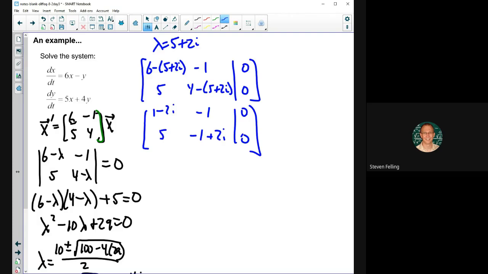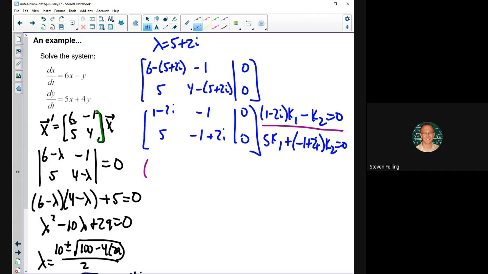Okay, so instead of doing RREF, we're just going to say, okay, this system right now can be expressible as two equations. So this first equation is going to be 1 minus 2i times k1 minus k2 equals 0. And the second equation is 5k1, and then plus -1 plus 2i k2 equals 0. Okay, so what we're going to do is pick one of those two equations. Doesn't matter which one. And this is where we can do it. I'm going to do it both ways so you can see that you get two different answers. Let's start by picking this equation and see what happens.